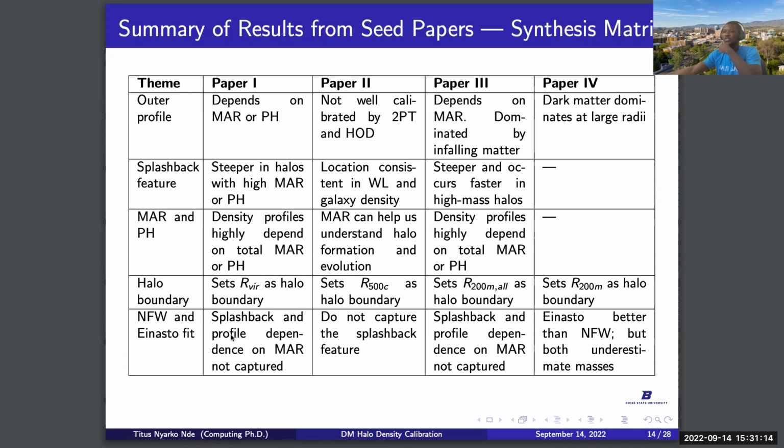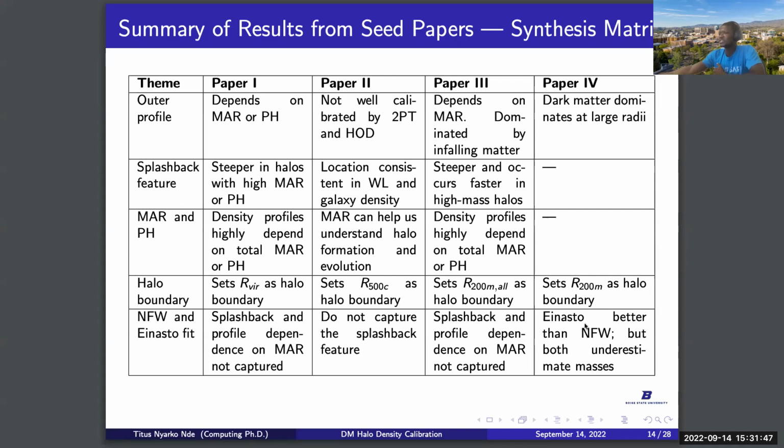And then we also realize that Einasto and NFW profiles are not able to capture the outer region, especially the density profile within the splashback region. These people are also saying that the Einasto and NFW profiles do not capture the splashback feature, the same thing as paper 3. The splashback feature depends on mass accretion rates. And then, yeah, this is not well understood, so that we can capture it better.